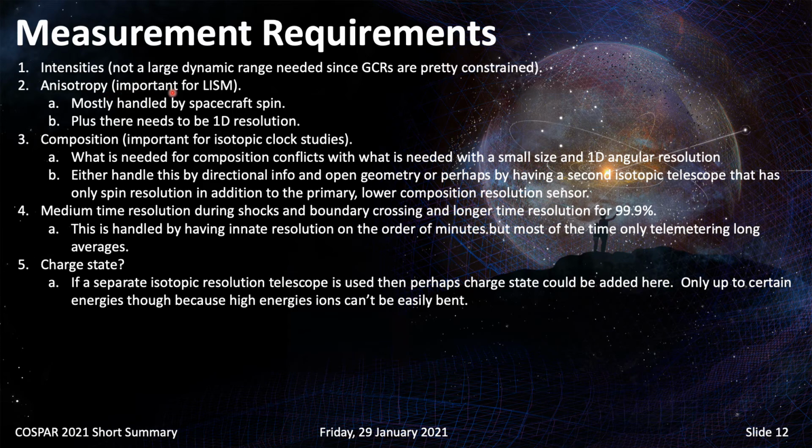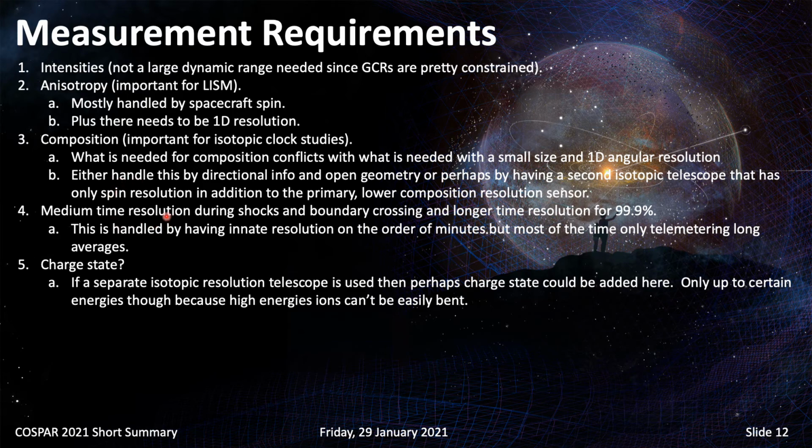Anisotropy, which is important in the LISM, will mostly be handled by the spacecraft spin, but there will also need to be some 1D angular resolution. Composition is for the isotopic studies. We'll discuss two ways of handling this: either with a single sensor that has detailed position sensing information, or with a separate dedicated sensor for the higher mass resolution measurements.